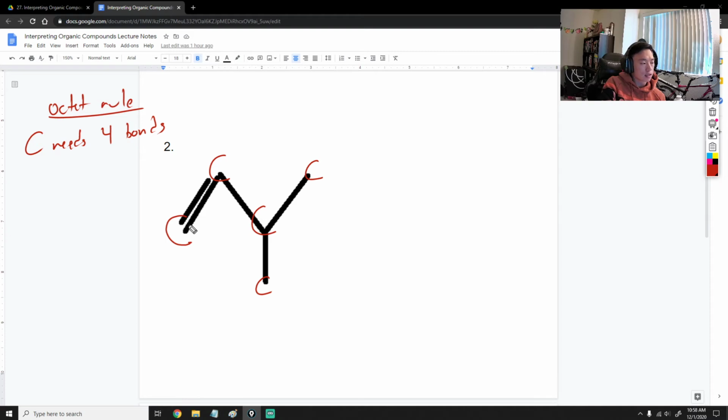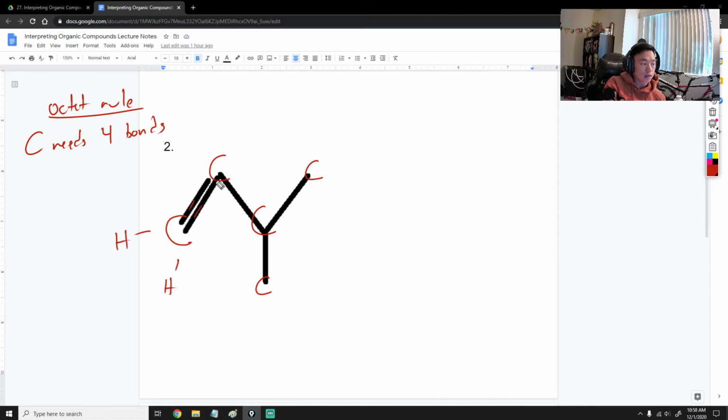If you take a look at this carbon right here, it's a little bit different from the molecule that we looked at earlier. We see that it has a double bond. So this carbon already has 2 bonds. If it has 2 and it needs 4, how many more does it need? It needs 2 more. So it's going to have 2 hydrogens.